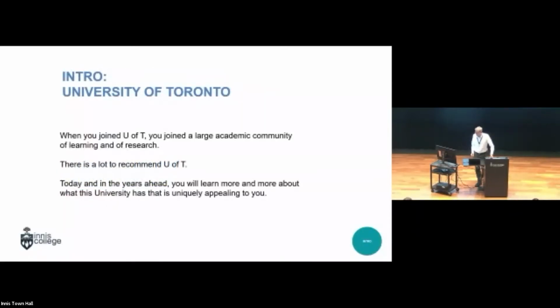But let me start by saying that when you joined the University of Toronto by accepting your offer of admission, you joined a very large academic community of learning and of research. It's 97,000 students over 3 campuses, University of Toronto at Mississauga, University of Toronto at Scarborough, and the downtown campus, also called the St. George campus. On the St. George campus alone, there's 65,000 students. And as I already mentioned, there's 15,000 faculty and instructors here helping you learn.